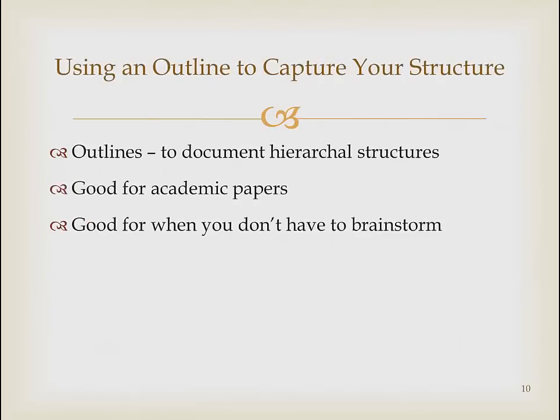Now, we're going to use an outline again, and outlines are good to document hierarchical structures. What that means is you have something that's a big point and then it has subpoints underneath it. It's good for academic papers, and if you look at most textbooks, they're written in a way that you could easily do it using an outline. They're good for when you don't have to brainstorm. When you know what the topic is, you know what your subtopics are, and all you have to do is figure out what order to put them in.